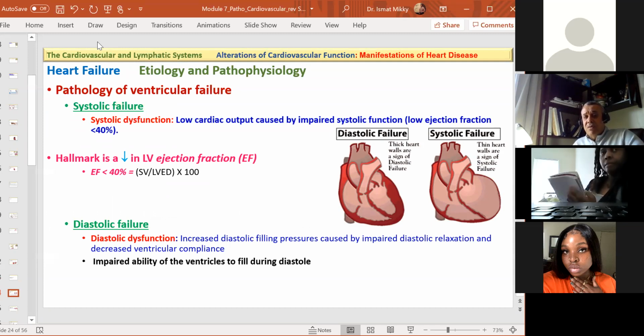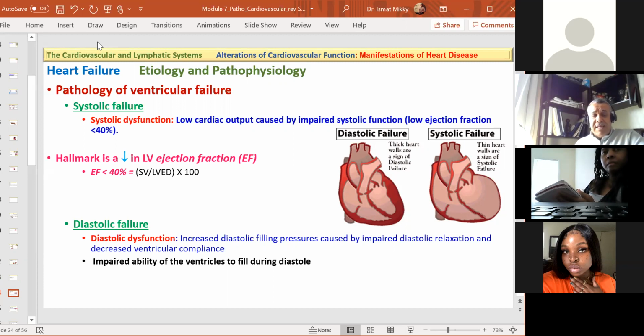So I'm not going to cover the manifestations and management, I mean, the signs and symptoms. So let's just focus on the pathophysiology and the resultant complications from that. So when we say heart failure, we focus more on the ventricles. So we say ventricular failure. It's either systolic or diastolic. So systolic dysfunction versus diastolic dysfunction.